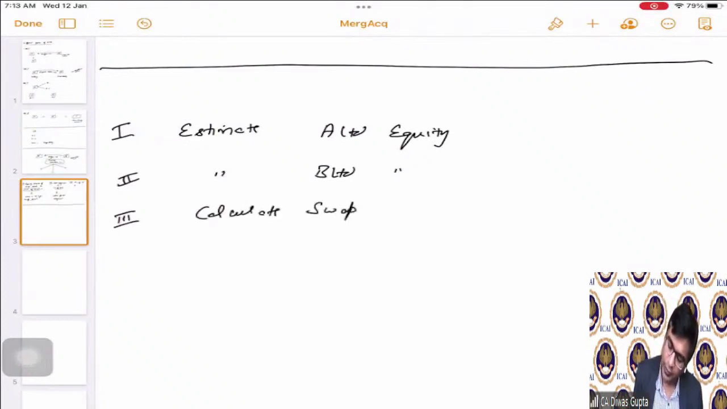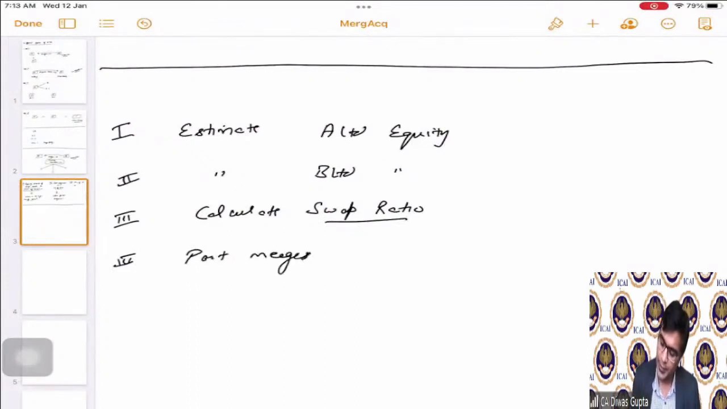Calculate swap ratio. For calculating swap ratio, you need to know what is the equity of A Limited and B Limited. I mean to say, what is the right value or what is the right metrics. We will study how to calculate the swap ratio in detail. Then the last part will be how to do the post-merger analysis.